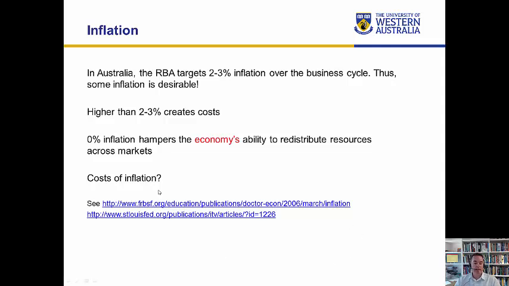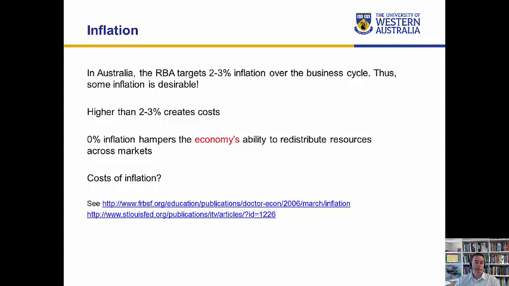Now, what I've got down here is the costs of inflation. I'm going to let you read up on those yourself. There are quite a few of them, but I've got a couple of links here to good publications from the St. Louis Fed and the San Francisco Federal Reserve as well. So have a read of those and it will help you understand why inflation is a problem.